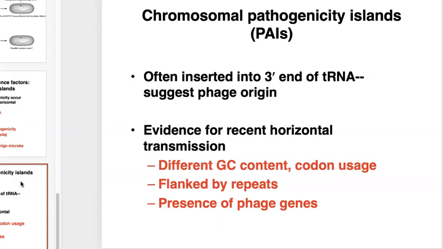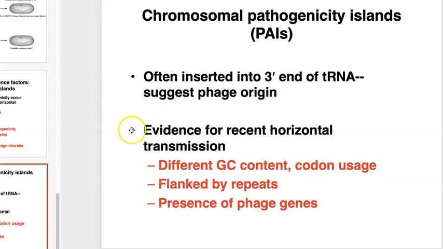Chromosomal pathogenicity islands, as I've already mentioned, are often inserted into the genome, and usually they're inserted at very specific regions of the DNA, such as the 3' end of tRNA genes. And this is something that phage often do. When phage insert themselves, they look for various sequences that often occur at the 3' end of transfer RNA genes. The fact that PAIs do that as well suggests that they may have originated from phage, from bacterial viruses.